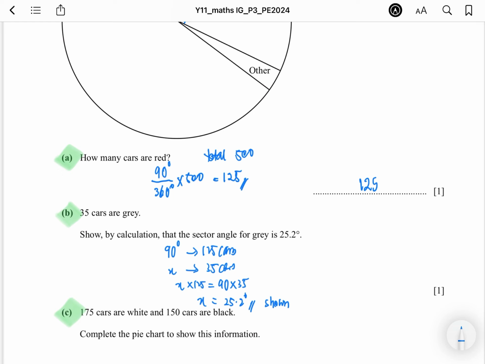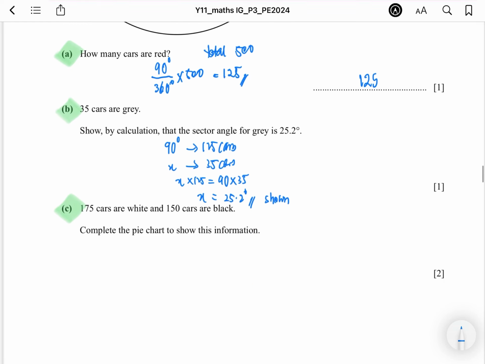175 cars are white and 150 cars are black. Complete the pie chart. So in order to complete the pie chart, you need to convert this one into angle and 150 into angle as well. Okay, we can use the same method as the above one. So 125 cars represent 90 degrees. So for white, which is 175 cars, how many degrees is that?